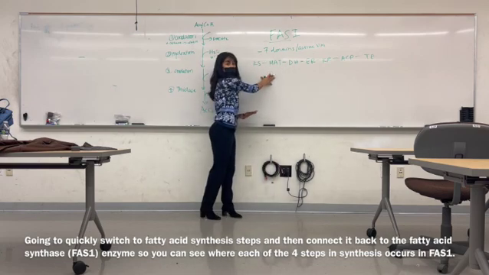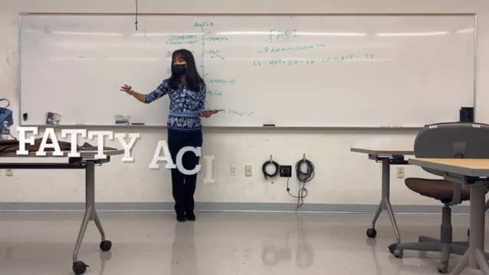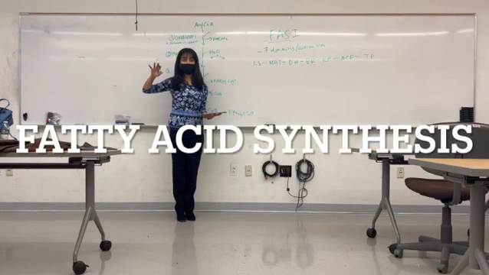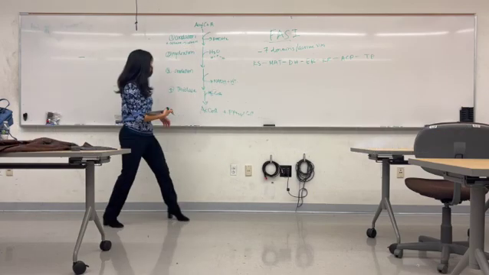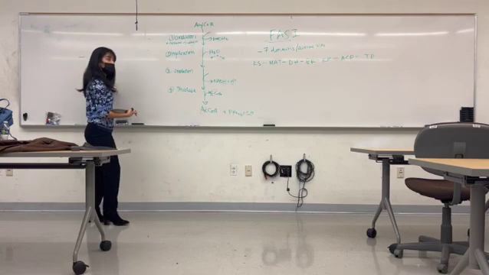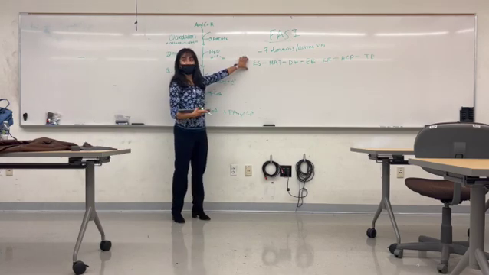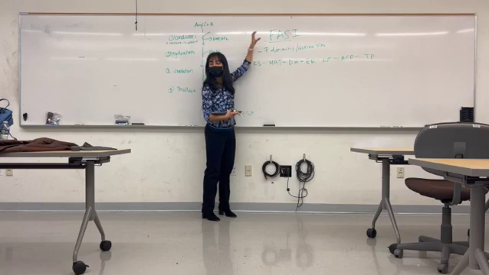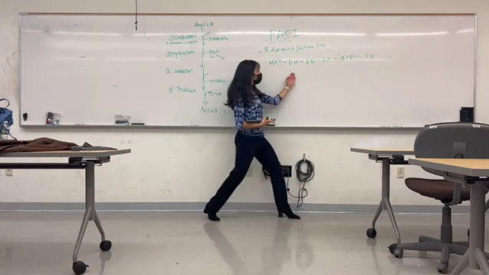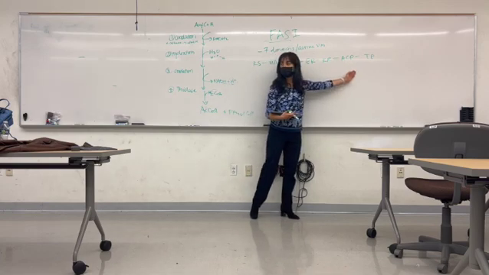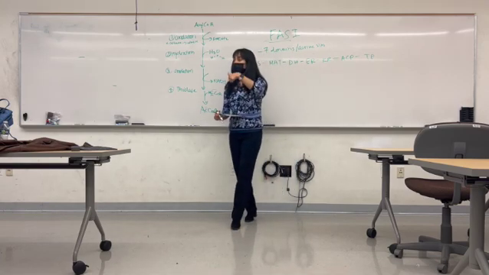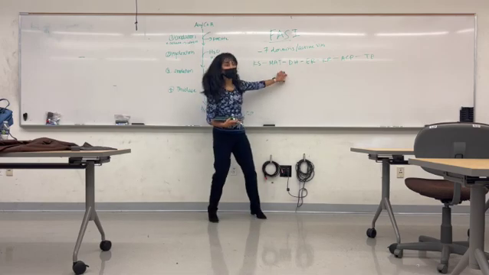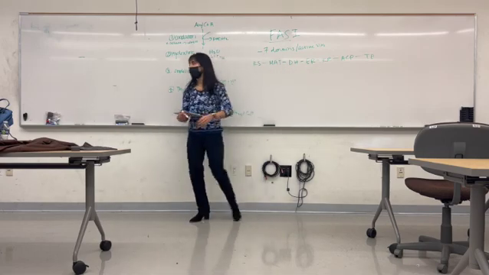I'm going to keep this here, and I'm going to go quickly to fatty acid synthesis. I'm going to show you the steps right now, because now I'm going to connect where each of these steps are happening on FAS. Does that make sense what I just said? Fatty acid synthesis happens in here, FAS1. The 4 steps are happening inside here, but in one of these 7 domains. You need to know which step is in which place, right? I'm going to show you.